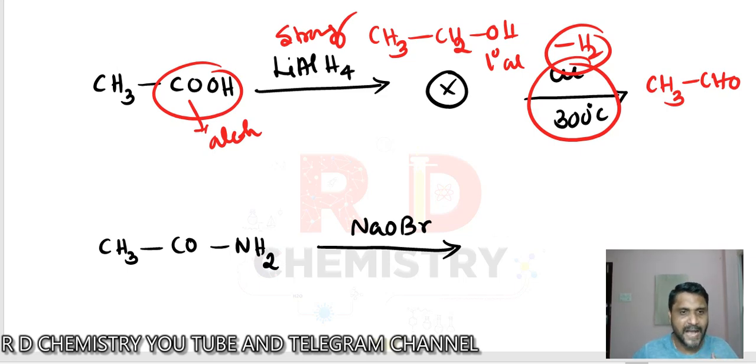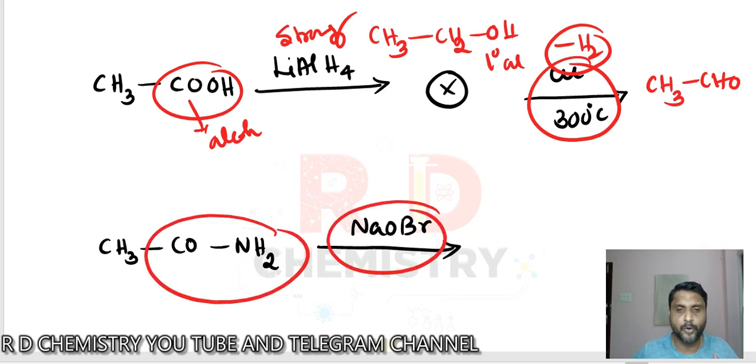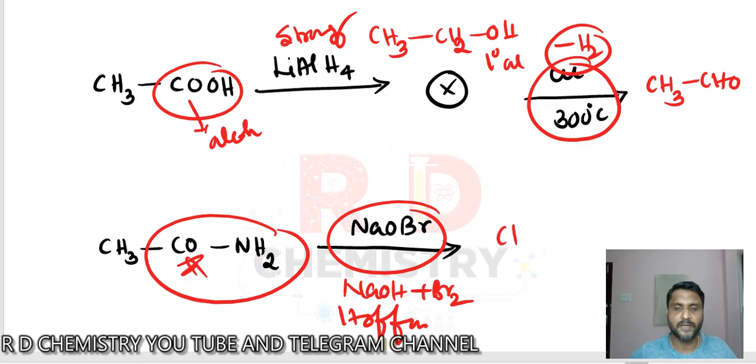Then we have got amide here and sodium hypobromite. This is a mixture of sodium hydroxide plus bromine actually. So this is the Hofmann bromamide degradation. Remove the CO group, so CH3NH2 is formed. Okay, right?